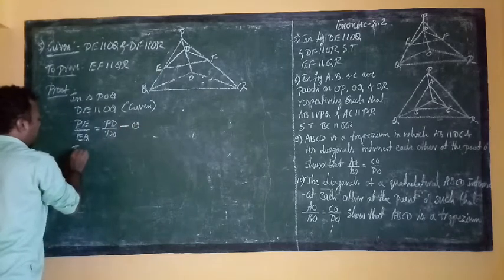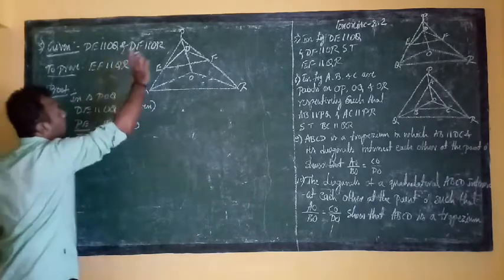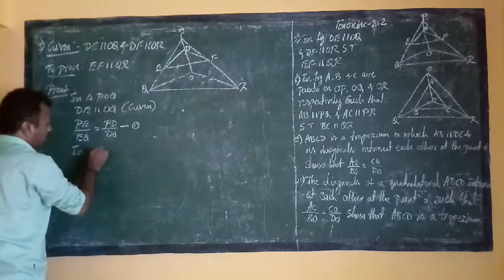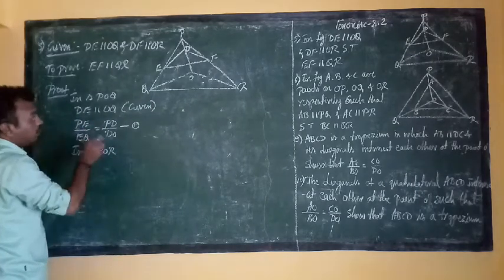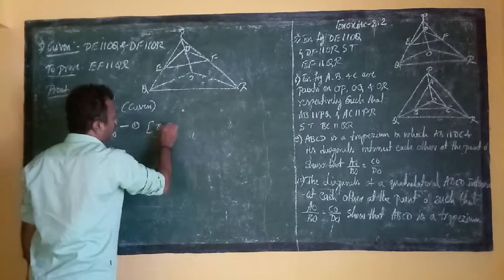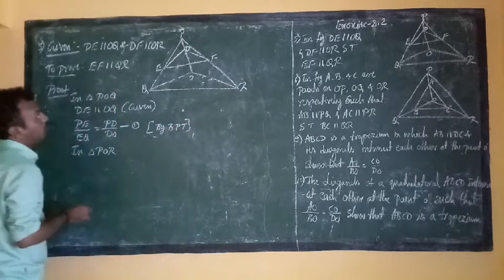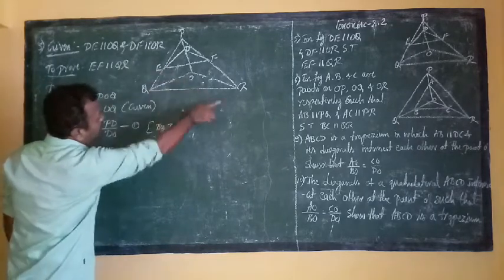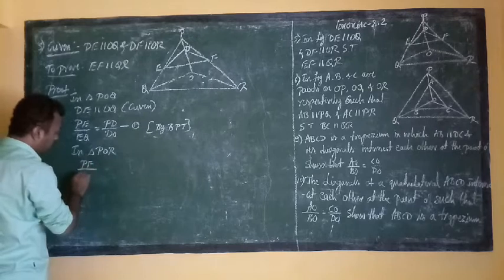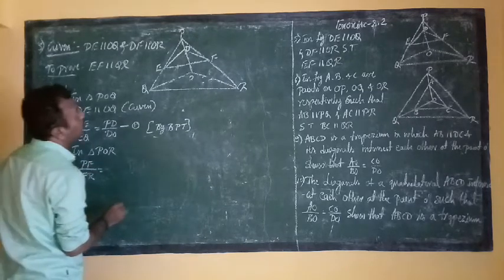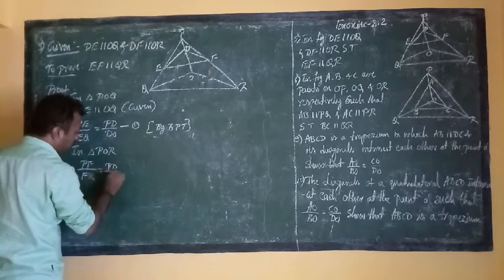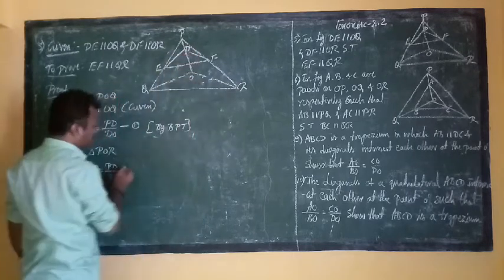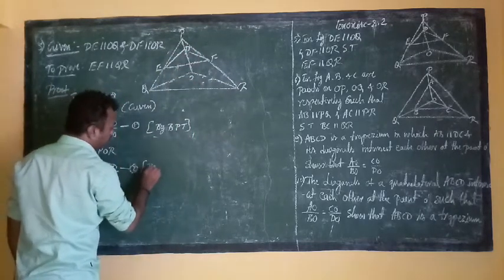Next, they are given DF is parallel to OR. We have to consider triangle POR. So again using the BPT, the basic proportionality theorem, PF by FR is equal to PD by DO. Call it number 2. Again this is by BPT.